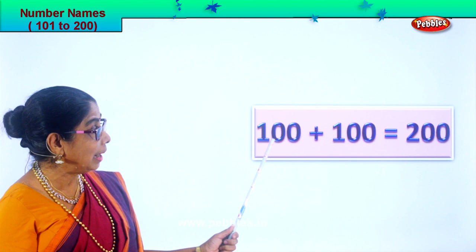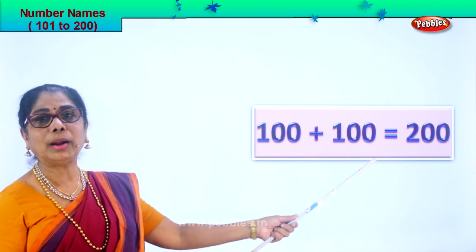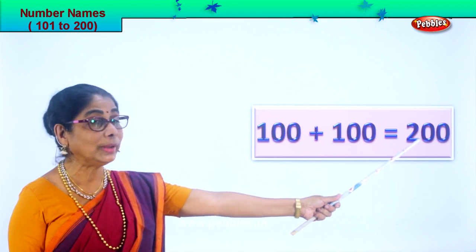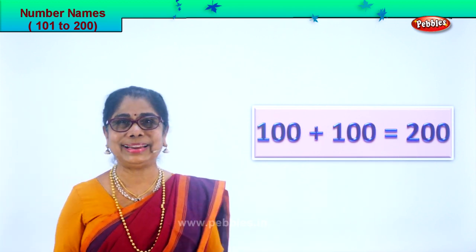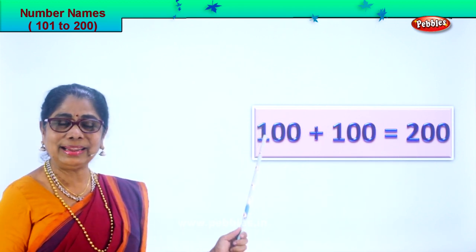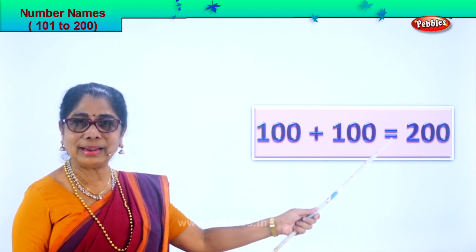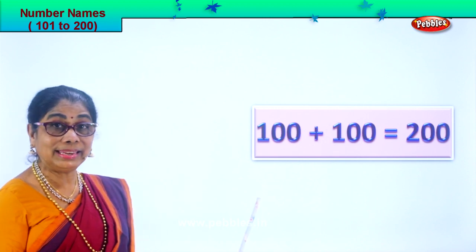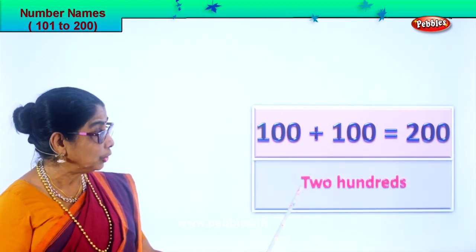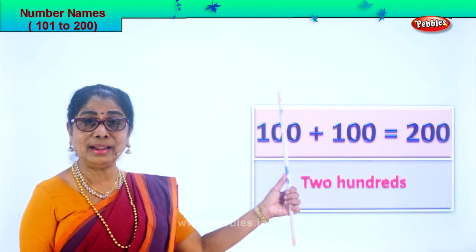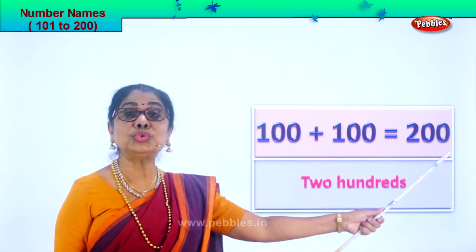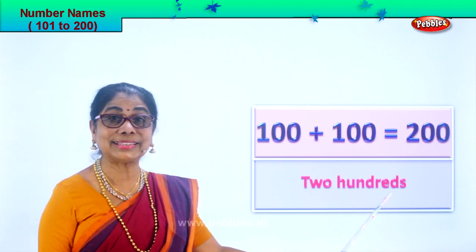Three-digit number 100 plus 100. 100 plus 100 is equal to 200. 100 plus 100 is equal to 200. Let's read the number's name. 200. 100 plus 100 is equal to 200. Good.